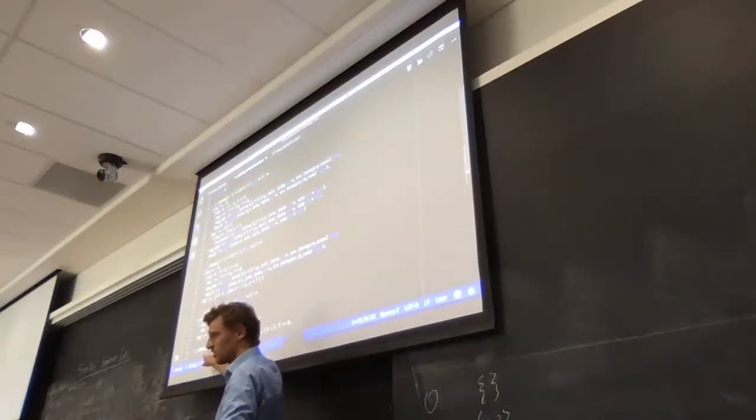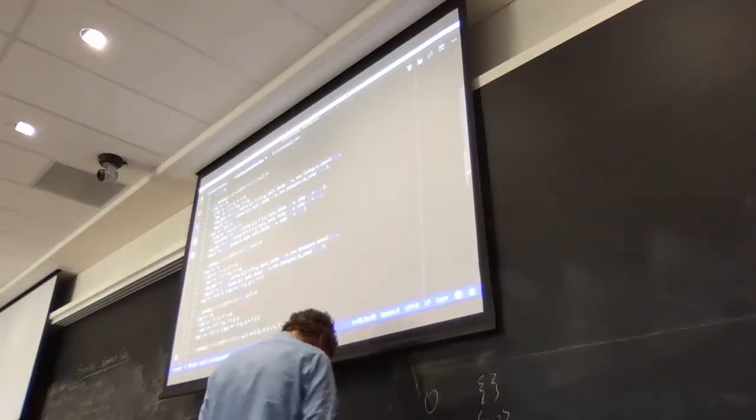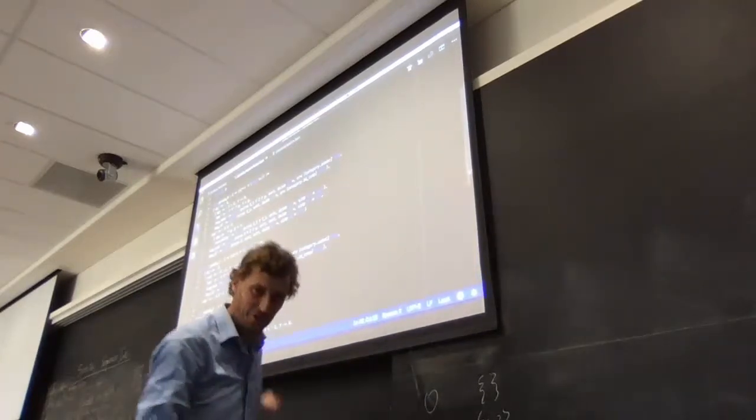So should I say what the unit lemma is? Do magicians know what that is? I don't know. No. Okay. We can almost just read this line, if I can find a piece of chalk.